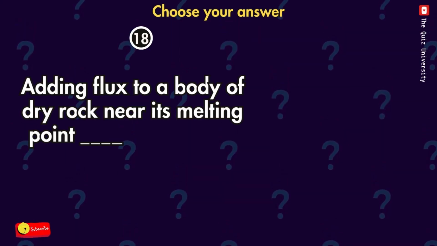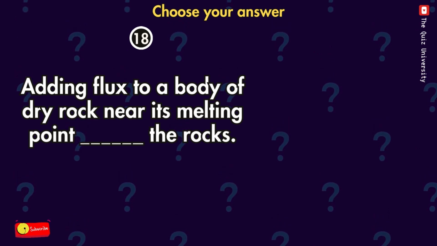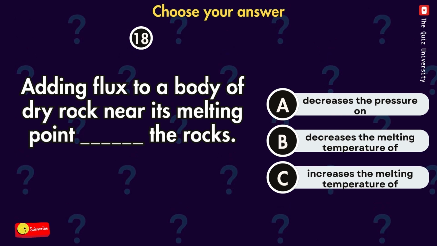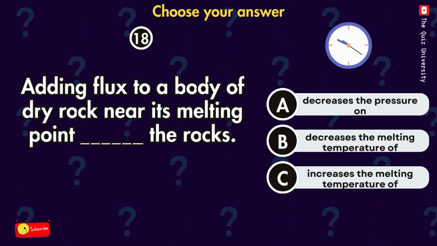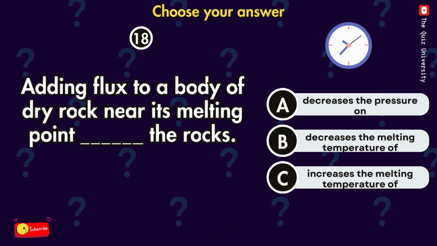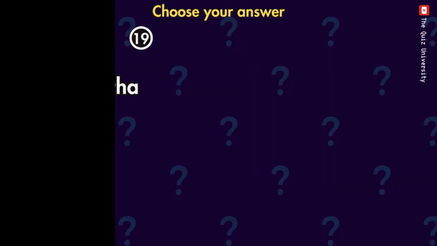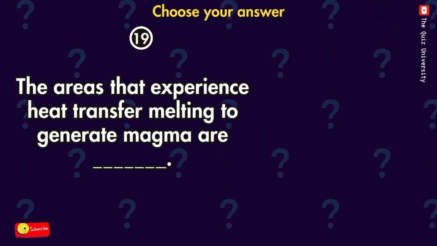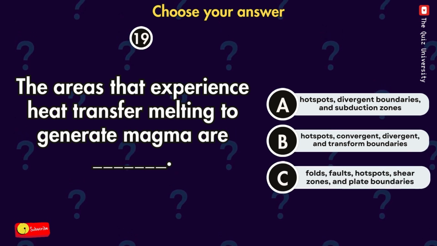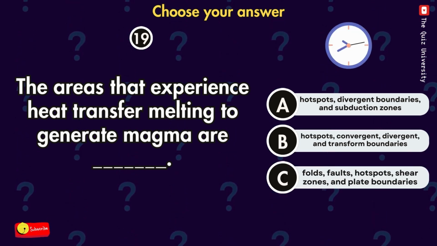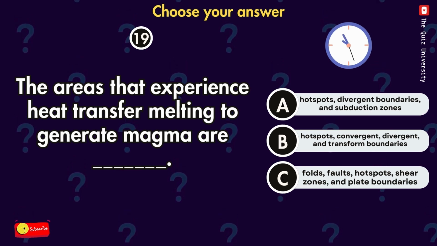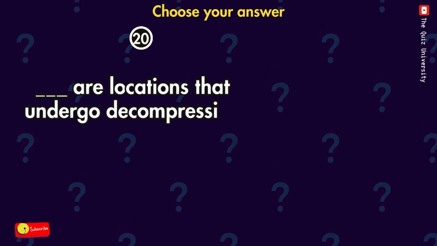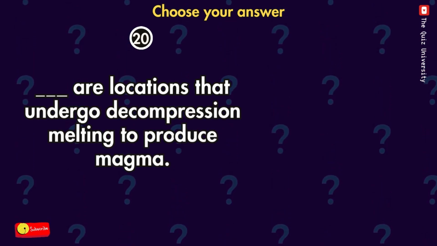Flux melting occurs by adding flux to a body of dry rock near its melting point. Blank the rocks. The areas that experience heat transfer melting to generate magma are what? They are locations that undergo decompression melting to produce magma.